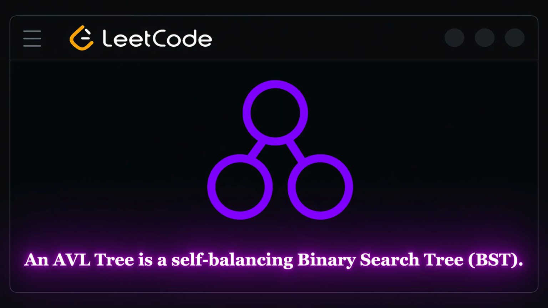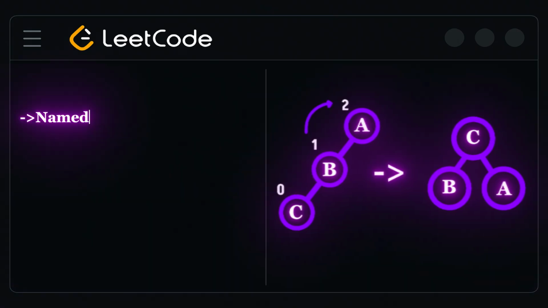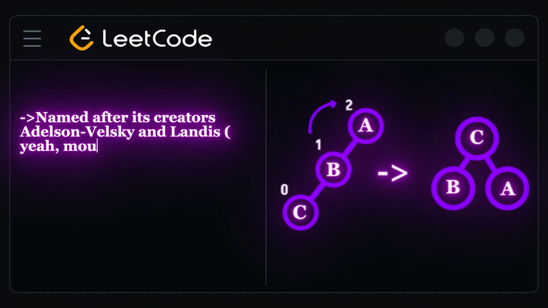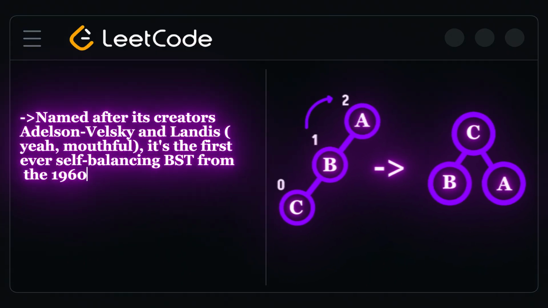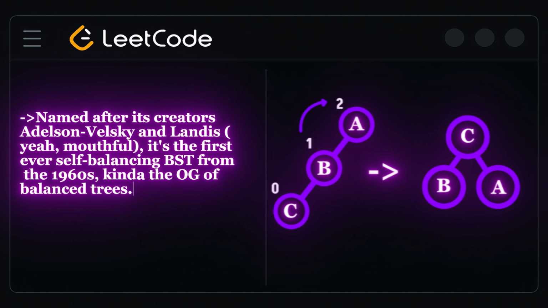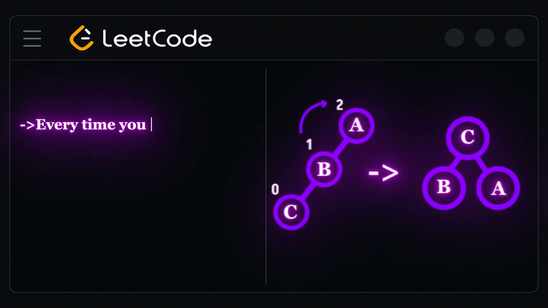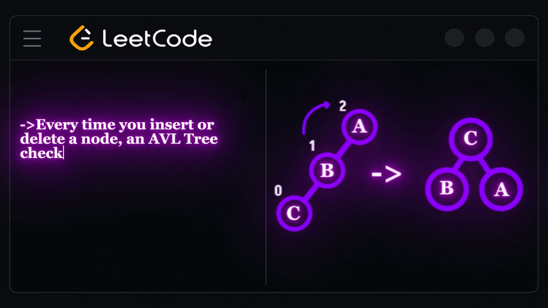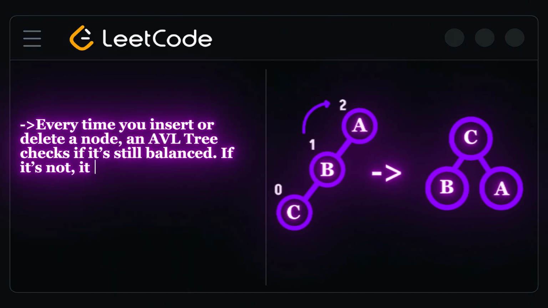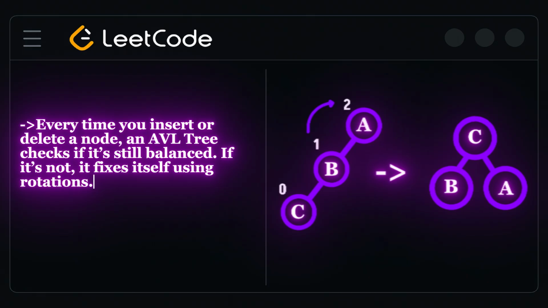AVL tree. An AVL tree is a self-balancing binary search tree, BST, named after its creators Adelson-Velsky and Landis. Yeah, mouthful. It's the first ever self-balancing BST from the 1960s, kinda the OG balanced tree. Every time you insert or delete a node, an AVL tree checks if it's still balanced. If it's not, it fixes itself using rotations.